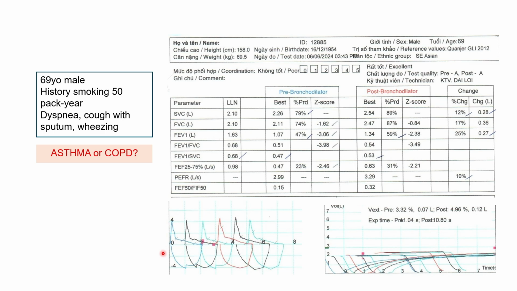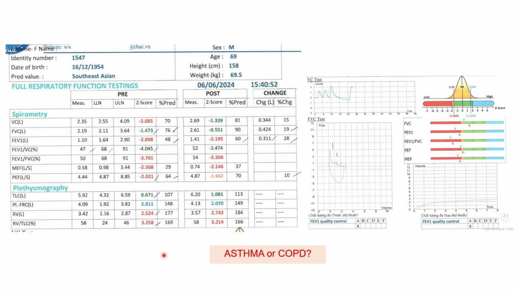And you can see the pressure-volume curve shows that maybe this patient still has obstruction, and I think this patient should be COPD. But we will go next to see the result of the box. TLC is normal.